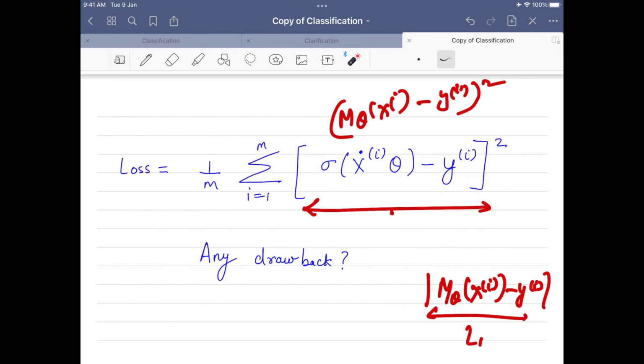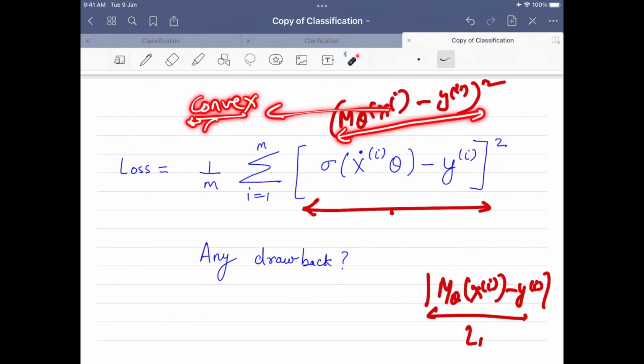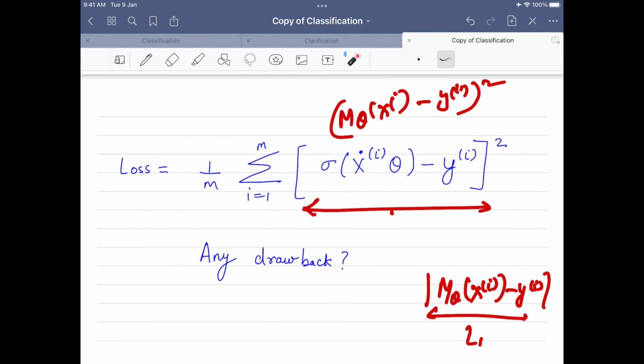In linear regression, we were saying that this particular cost function is convex, but when we use it in the classification setting, we are doing sigma times xi theta. Earlier this was not there, but because of the incursion of sigma onto xi theta, this particular cost function becomes non-convex. Earlier we said it was convex every time, but because of this factor multiplied with xi theta, it becomes non-convex.